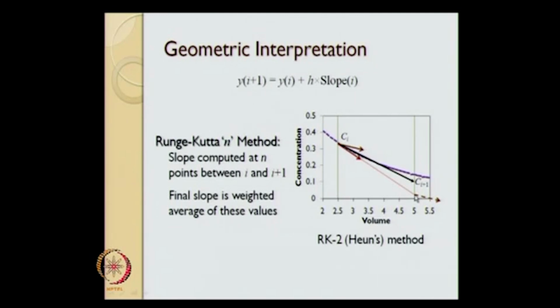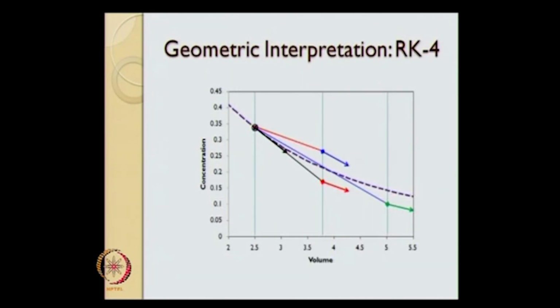So this is the projection, we compute the slope over here, the slope is shown by this particular dotted line. The slope of this line and the slope of this particular arrow are the same, and the average of these two slopes is the actual slope shown by this black line. We use this slope in order to get C_i+1 in Heun's method. Okay. Then we took up the geometric interpretation of 4th order Runge-Kutta method.